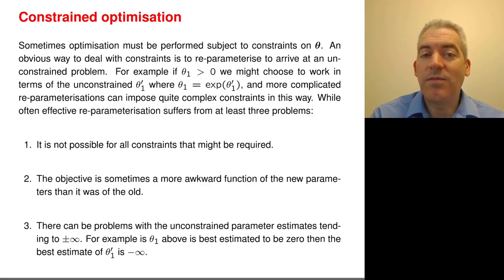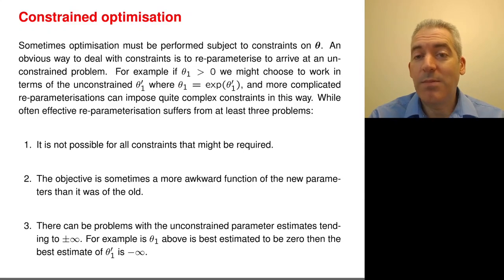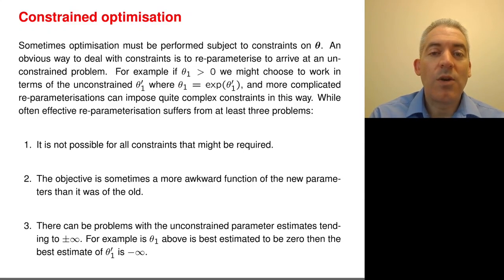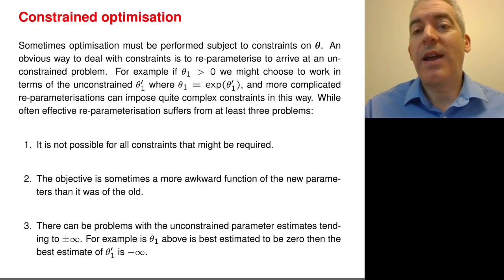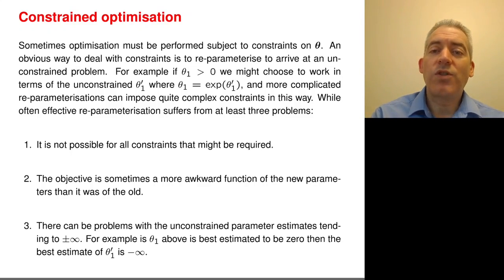So maybe it represents a variance, for example, and it just can't be negative. So what could you do in that case? Well, the simplest thing to do is just to reparameterize so that you don't have constraints. So in the case of a non-negative random quantity, you could just define a new random variable, which is a log or exponential transform of the original, and you just work then on the unconstrained space.